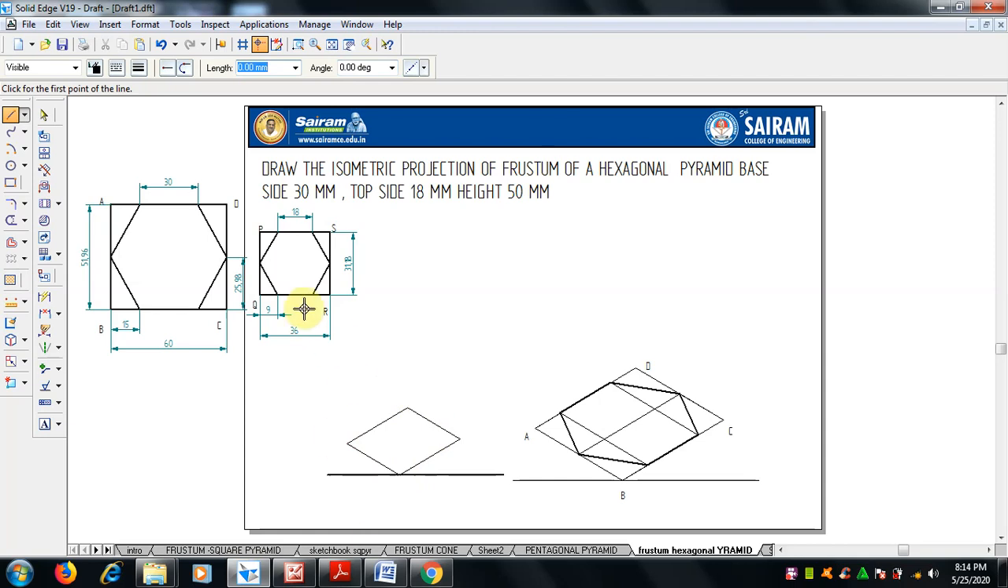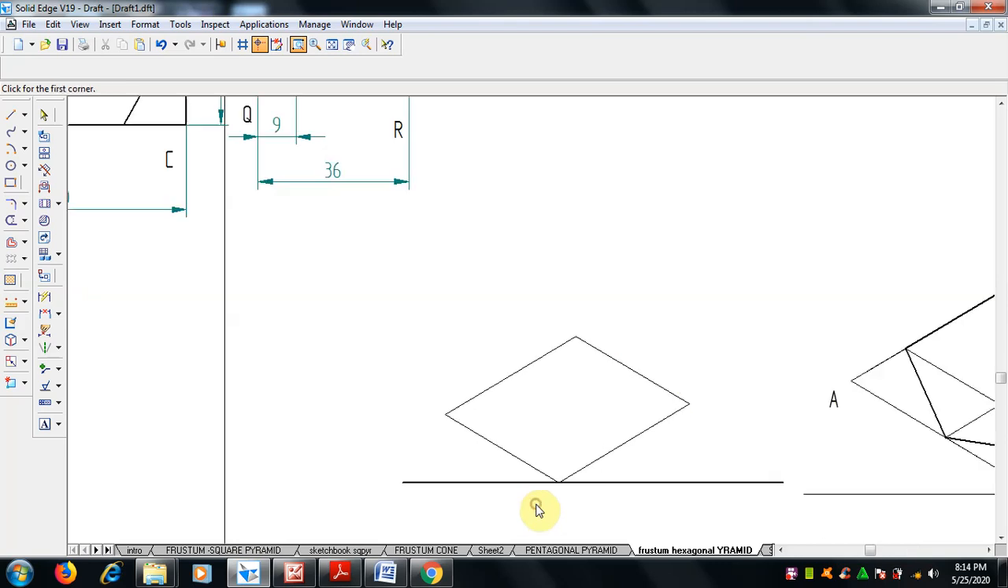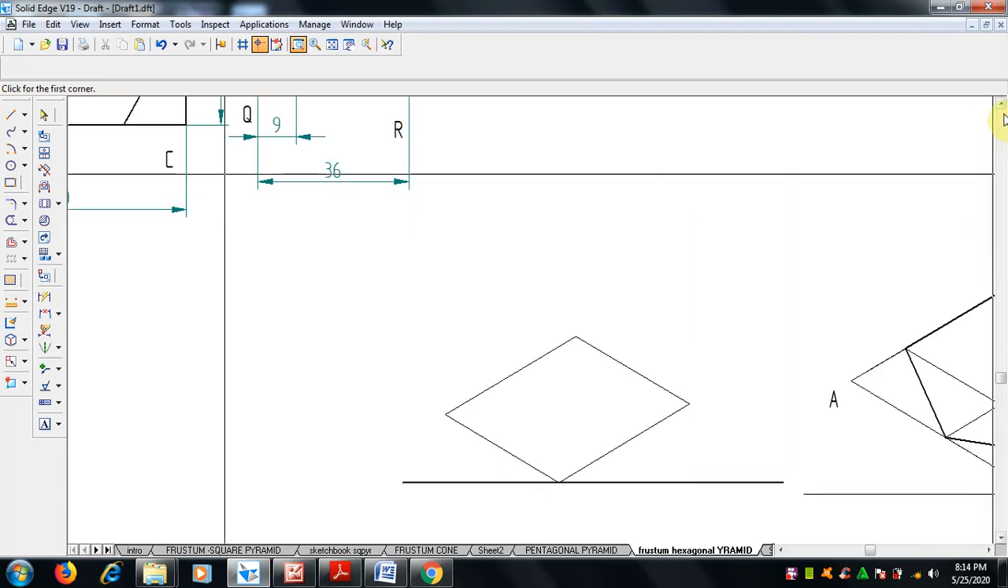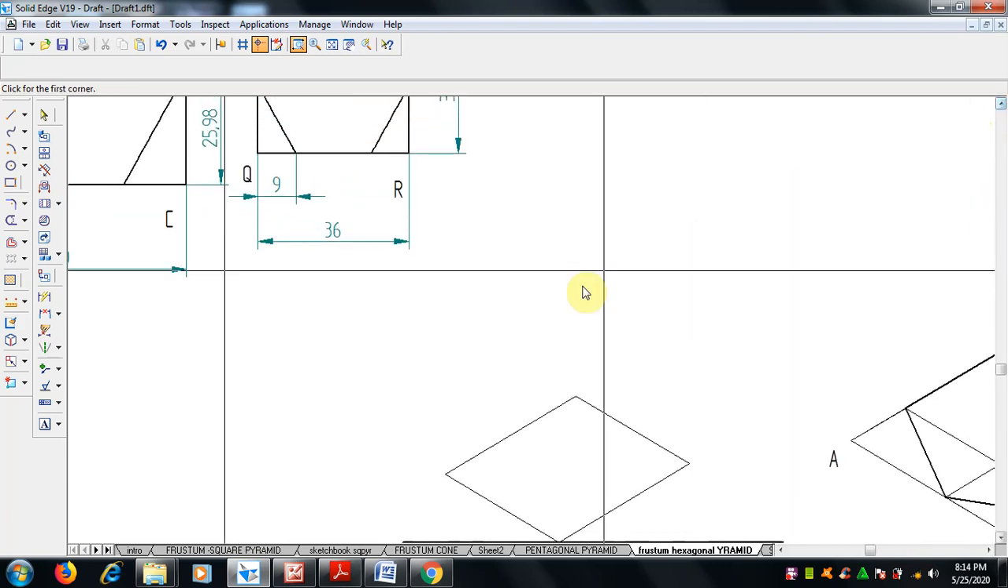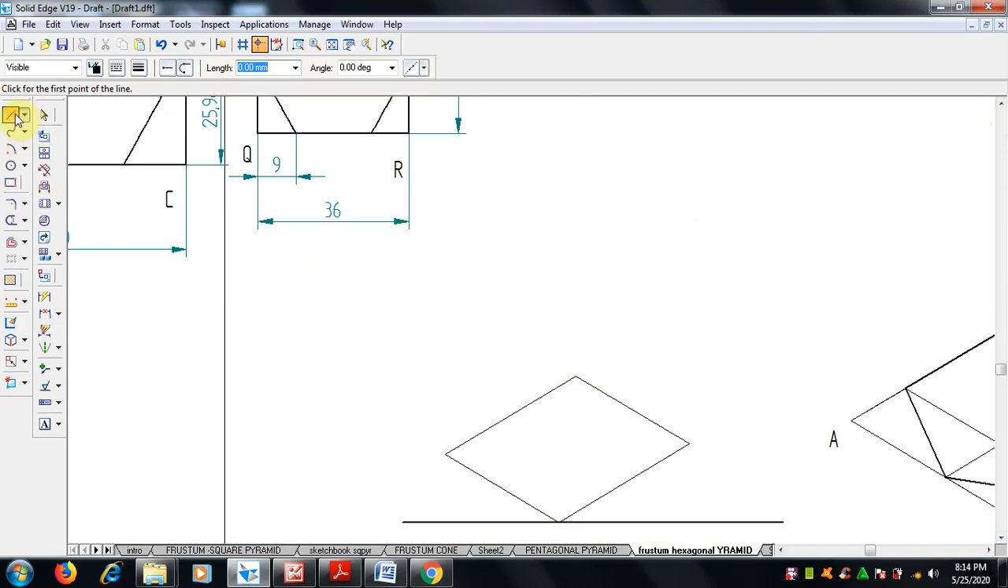Now as a small hexagon here, from here you can draw this one. So by knowing the value, that is 9 from this corner, isn't it? So 9, select a line from this corner Q to here, it's a 9.